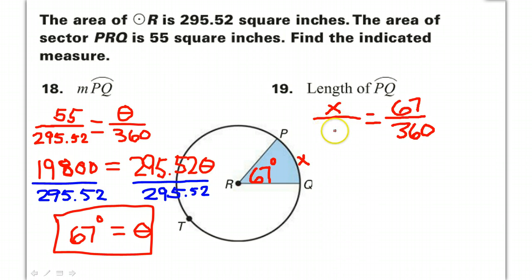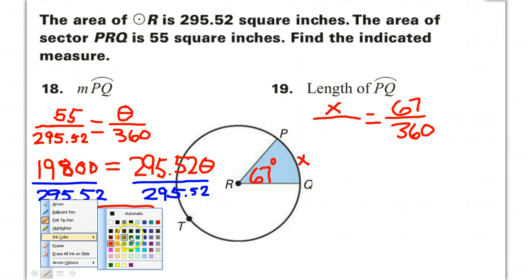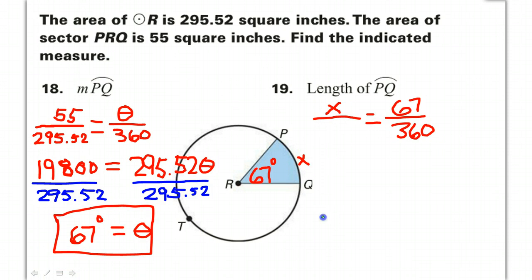Now, we still need the whole length. Do you remember what the whole length is called? There's a word for it. Starts with a C. Circumference equals 2 pi r. So if I'm talking about length, the whole length is the circumference. So we're going to have to do 2 pi r. That means I need the radius.